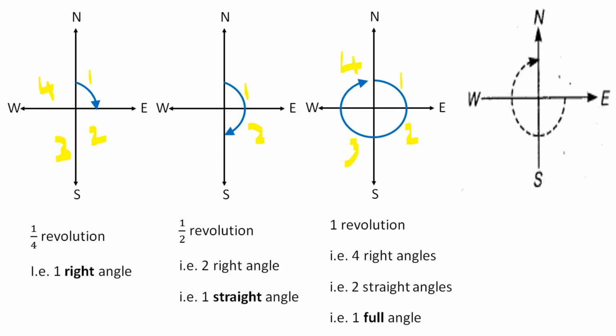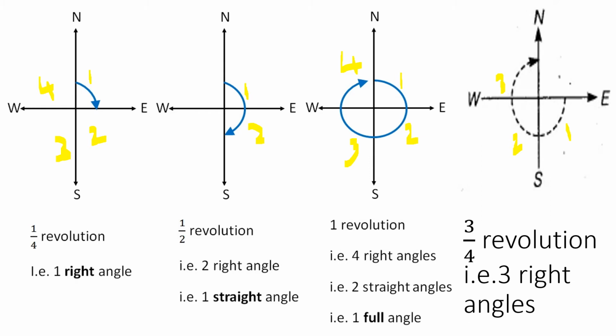Then it is a 3/4 revolution. This is one part, this is the second part, it is the third part. So it is 3/4 revolution. That is, here 3 right angles are there. If you see, I am turning everything in which direction? Yes, I am turning everything in the clockwise direction. The hands of the clock, how do they move? The same direction I am also turning. So it is a clockwise direction. Each and every figure I have moved in the clockwise direction.